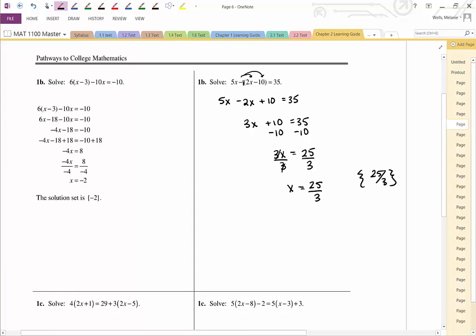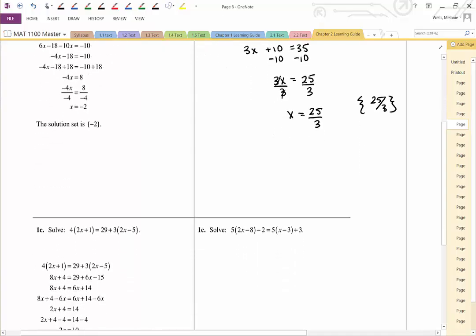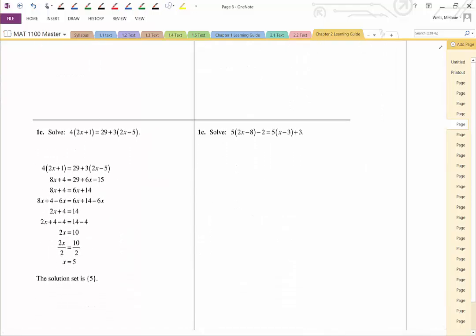I could go through and spend a little bit of time plugging that back in. It's a little bit more difficult on this problem because of the fraction answer, but this is the only solution that makes this equation work. Okay, 1c will do the same, but now we've got a little bit more involved.